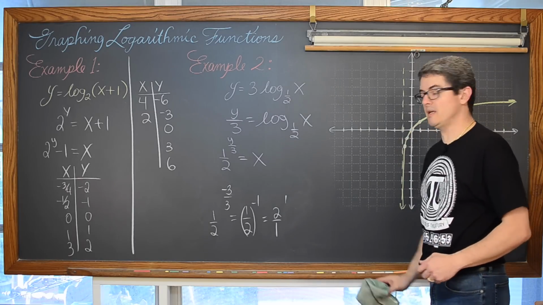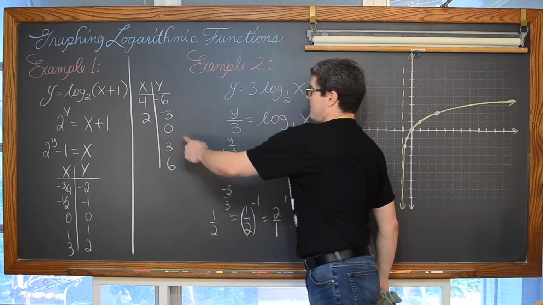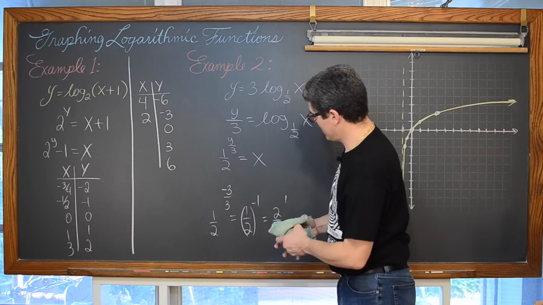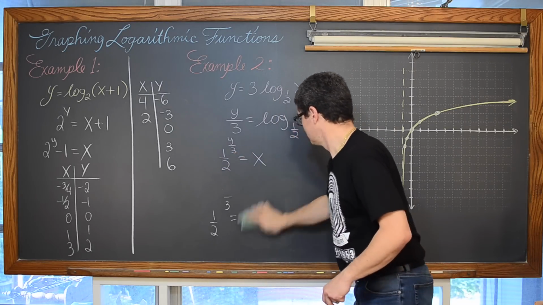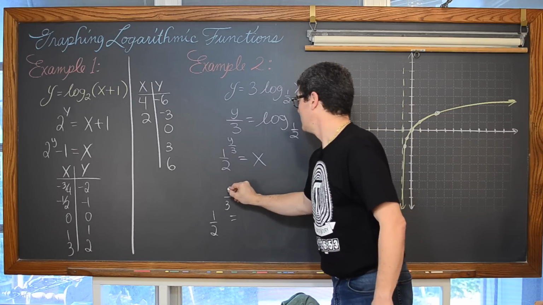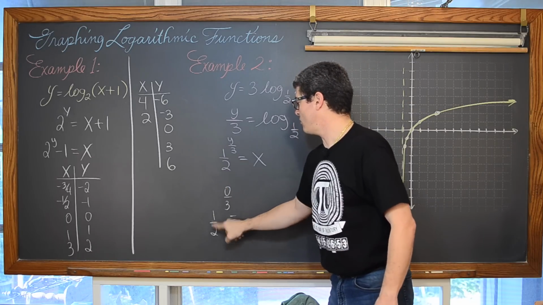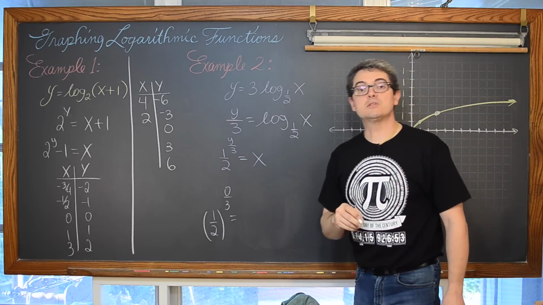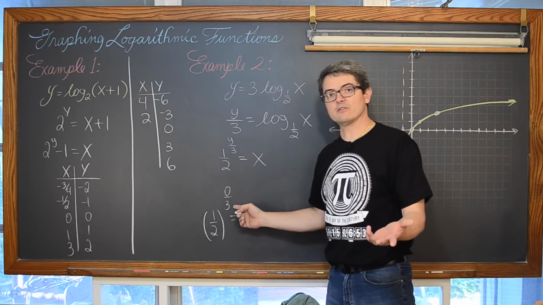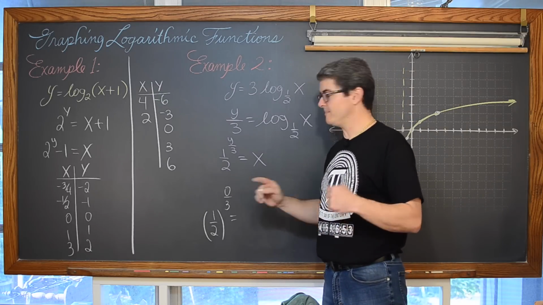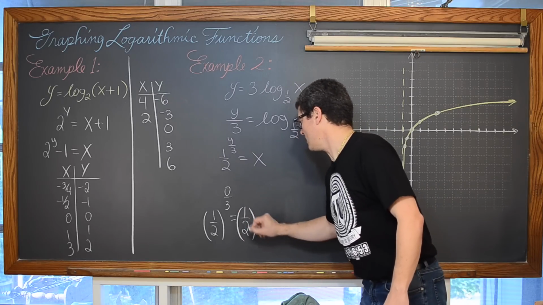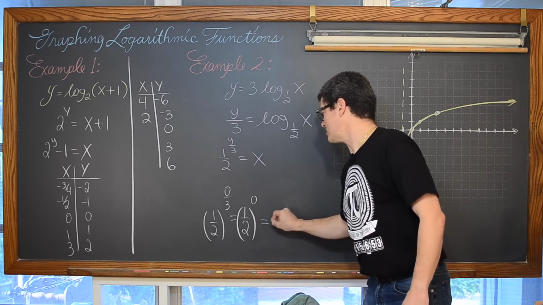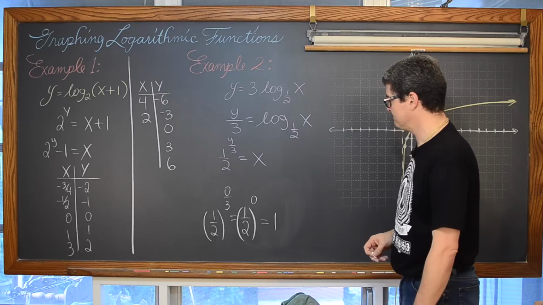Now, when we put in that y value of 0, letting y equal 0, we have 1/2 to the 0 over 3 power, 0 divided by 3. 0 can be on top, just can't be on the bottom. 0 divided by 3 is 0. We have 1/2 to the 0 power, which is 1, because anything to the 0 power is 1.